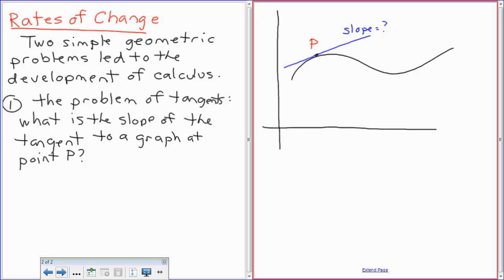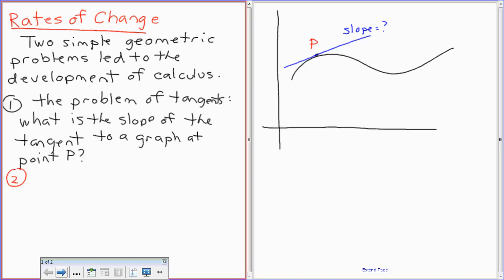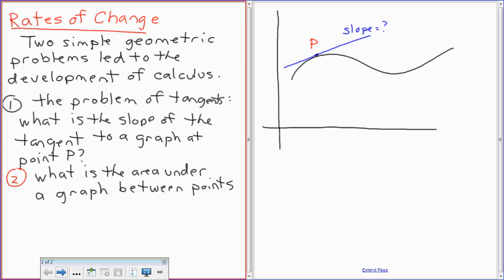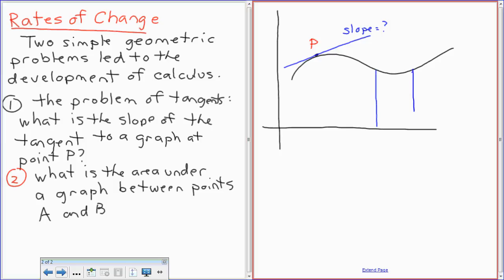The number two is going to be: what is the area under a graph between points A and B? I'm going to stop there. There's A and B. I'm going to tell you a quick little story about this and why they're related.